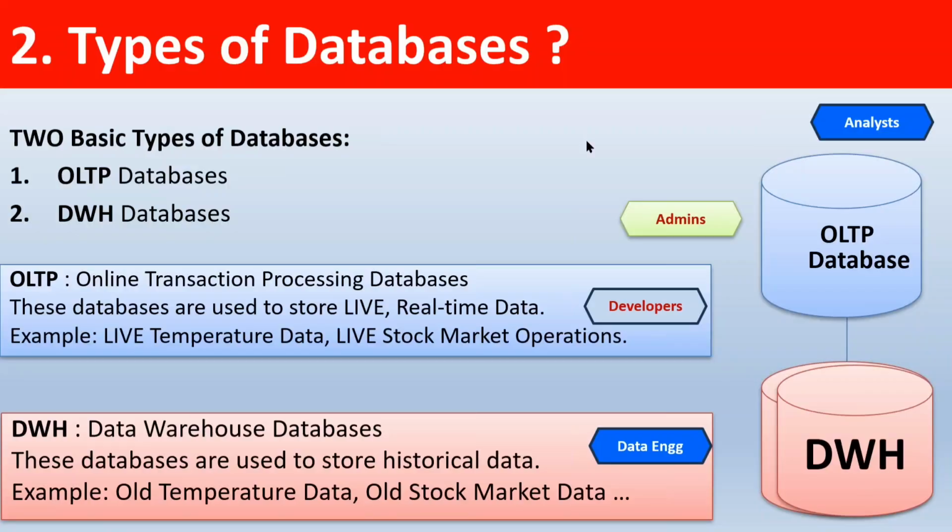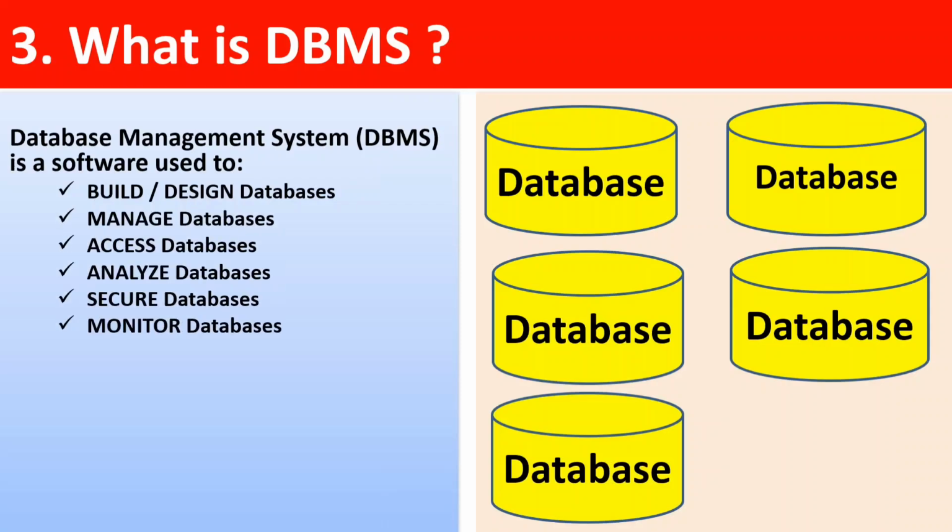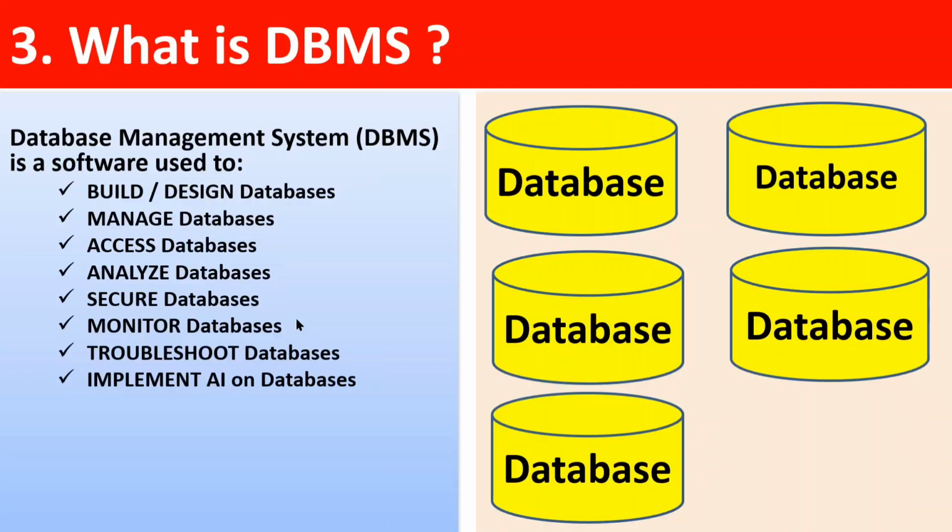I repeat, first one, what is database? Second, types of database. Now, number 3, the software implementation, DBMS, database management system. It's a software to build or design databases, manage, access, analyze, secure, monitor databases, troubleshoot and implement AI on databases. We have DBMS. The last point is the new add-on.